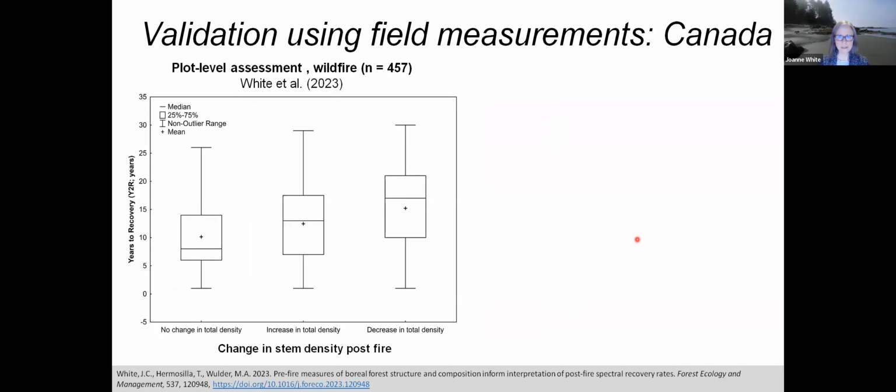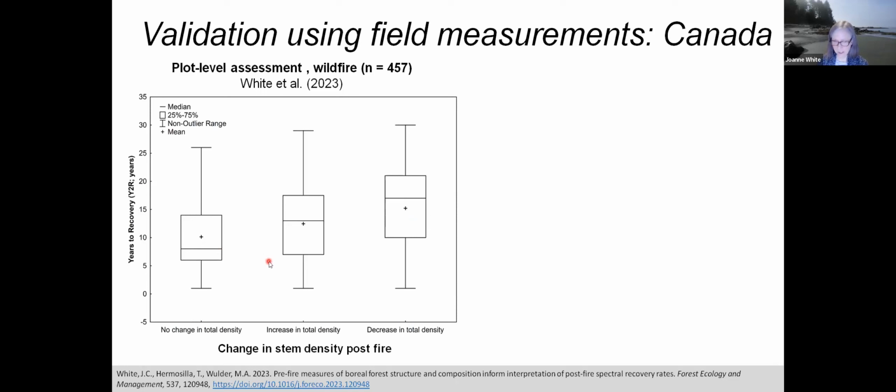So we've also done an assessment using field measures in Canada. This was using an open set of field data. And what we find in this case is that plots that experience an absolute decrease in total stem density post-fire had significantly longer spectral recovery, so about 17 years, compared to plots that experienced no change in stem density between pre and post-fire. So here we had plots where there were measurements before and after the fire.